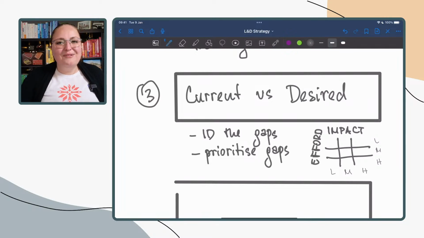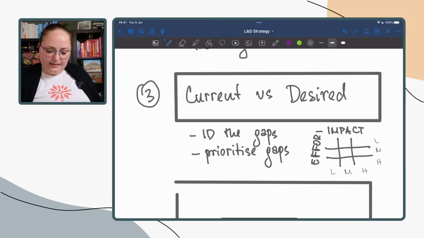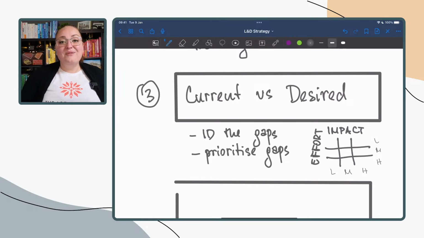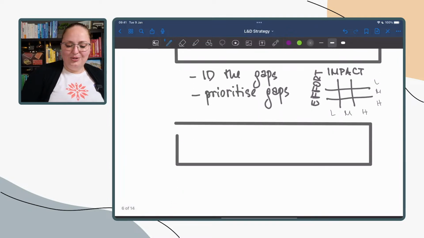If you want me to talk more about impact and effort, why did I type it with a D? Apologies for that. It's a T here. If you want me to talk more about impact and effort, let me know in the chat and I will make sure to include it in our next topic.